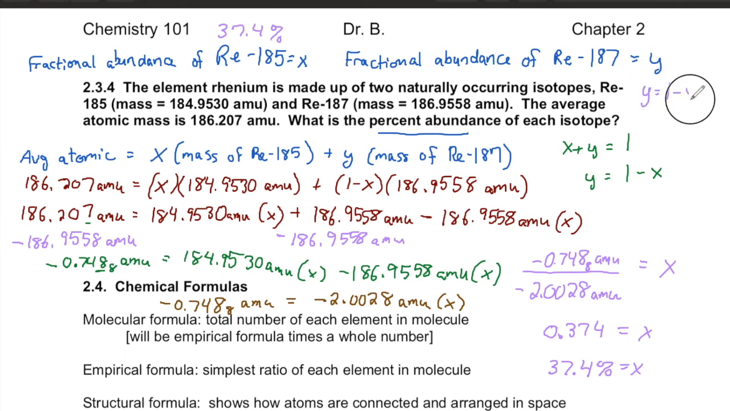Y is 1 minus X, which is 1 minus 0.374, which is 0.626. So our fractional abundance of rhenium-187 is 0.626. Our percent abundance is 62.6%. So this is how we would figure out the percent abundance or the fractional abundance of the 2 isotopes.